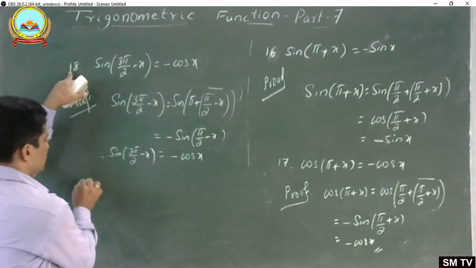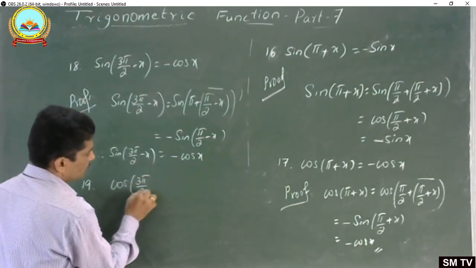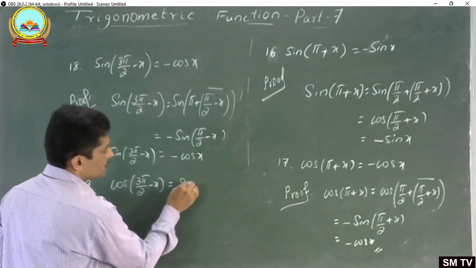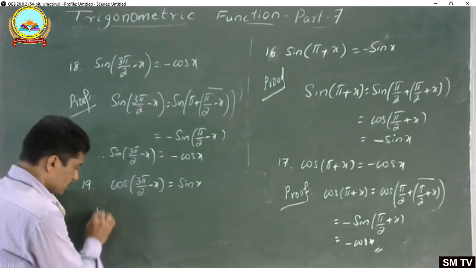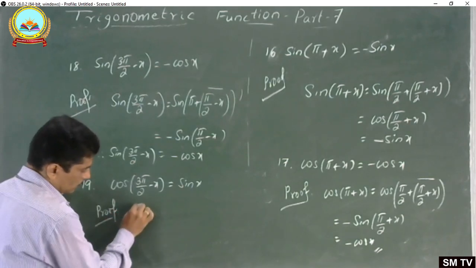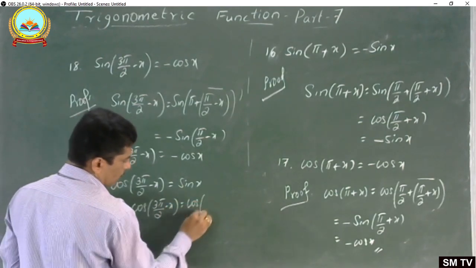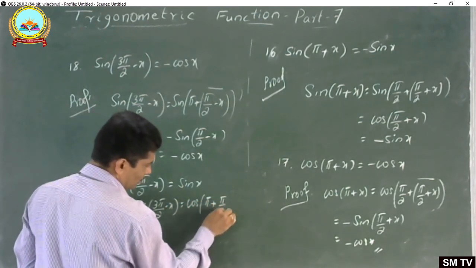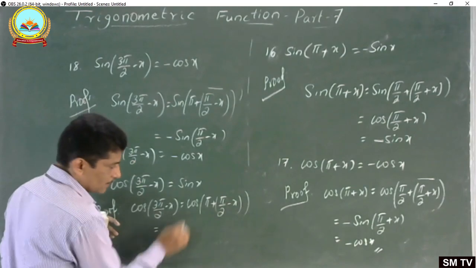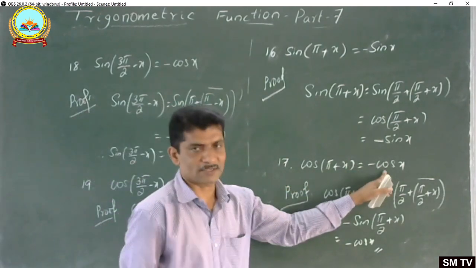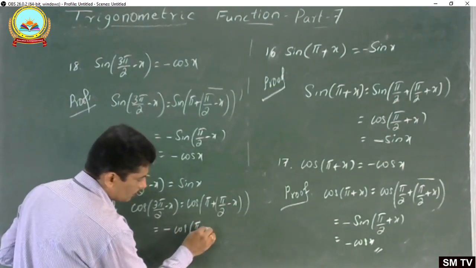Yes? The next, 19th. In a similar way, cos of 3 pi by 2 minus x, its value is equal to minus sin x. The proof is the same again. Cos of 3 pi by 2 minus x is rewritten as cos of pi plus pi by 2 minus x. Again using the formula for cos of pi plus x, what is the value of cos of pi plus x? Minus cos x. Therefore, this value is minus cos of x, where x means pi by 2 minus x.